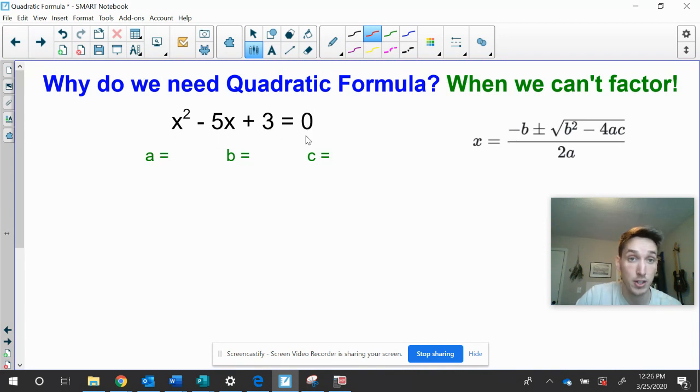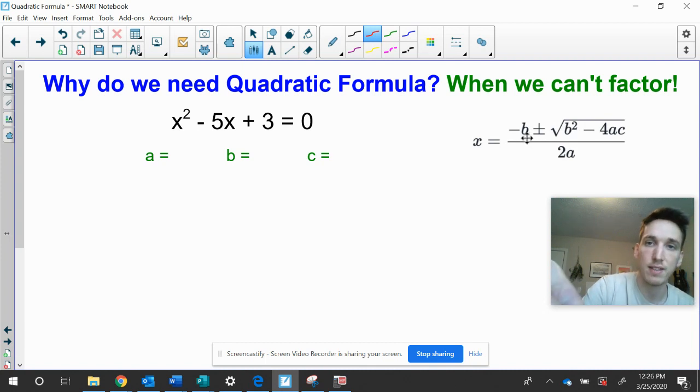Then we can't use factoring, right? We can't use square root because we've got an x term. That means we're going to have to use the quadratic formula, okay? So if you're looking at this problem right here, what two numbers multiply to 3 and add to negative 5? There's no numbers we can think of that multiply to 3 and add to negative 5. So we can't factor. That's why we need the quadratic formula, right?